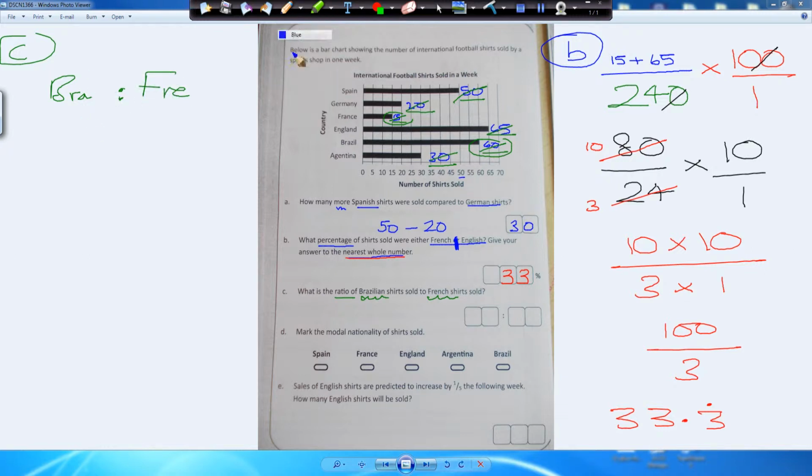Let's quickly change color again. And what did we say? The Brazilian one was 60, is that right? So write down 60 on this side. Come on, folks, we've done this question before. You shouldn't be getting them wrong now. Nobody here should be getting them wrong. And what's French? French was 15. 15 on this side. Now, quickly change color. We have got the ratio of 60 to 15.